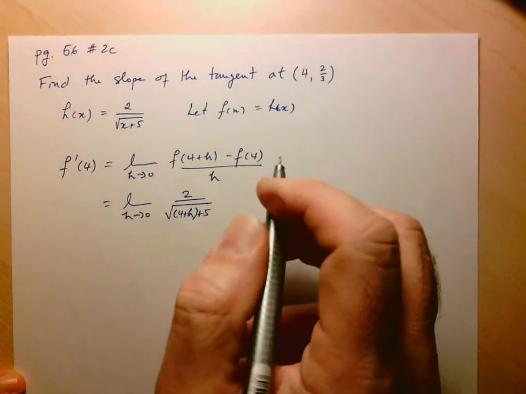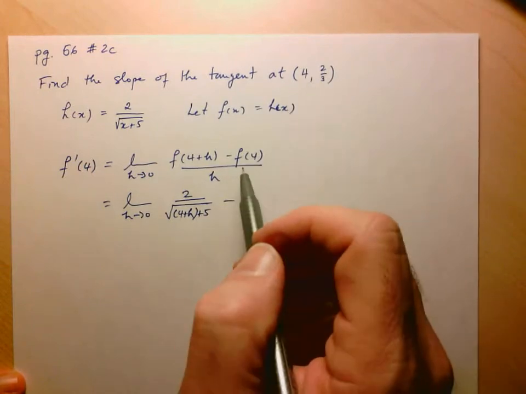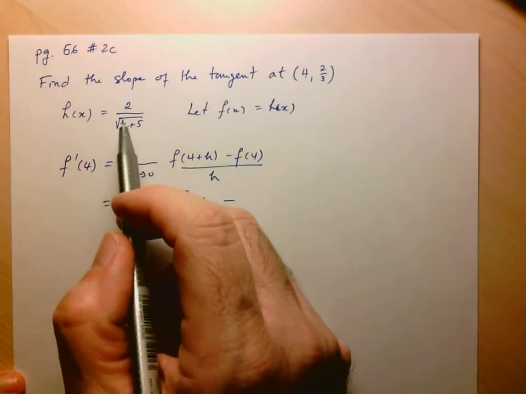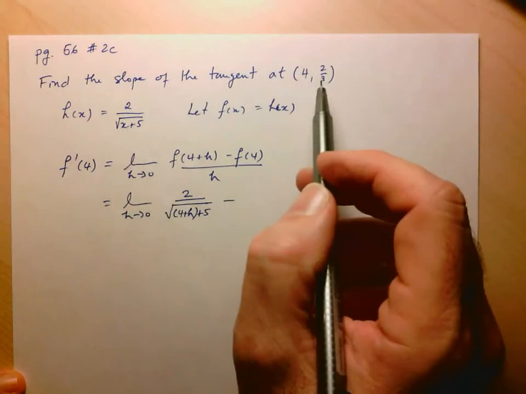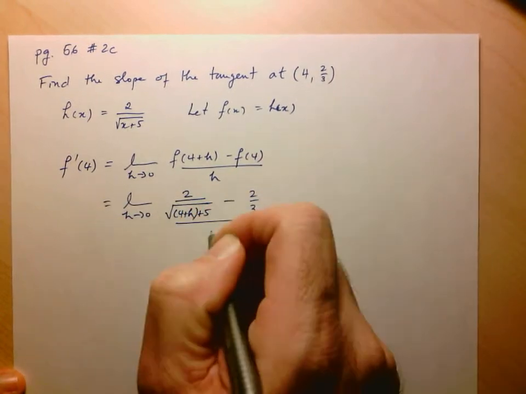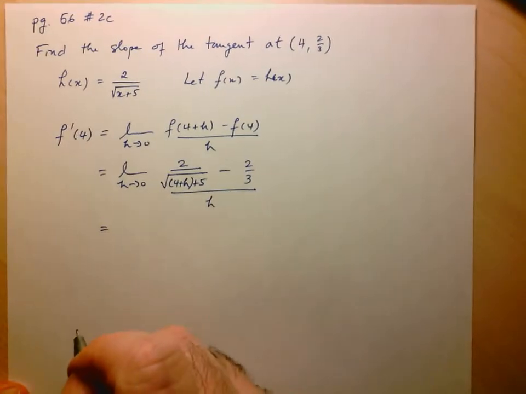And then the plus 5 minus, now they've given me the y value at 4 already. If you want to check it, you can. If I stick in x equals 4, I get 9, so 2 over the square root of 9, which is 2/3, which they already gave me. And all over h. So now I've got to try to solve this.